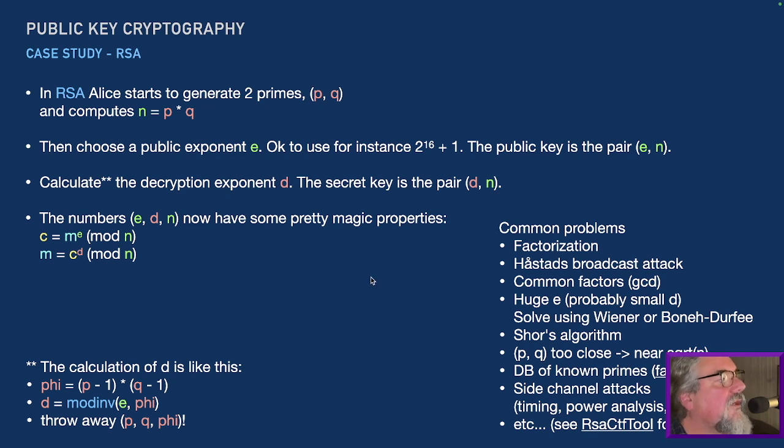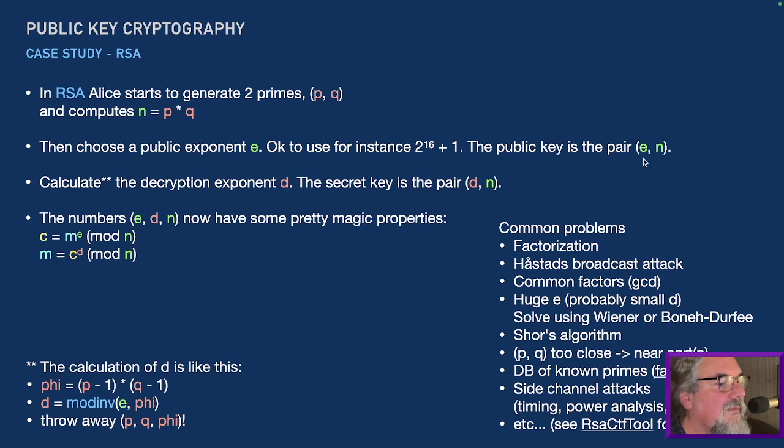Here are some problems that can happen with the RSA algorithm for public key cryptography. If you play CTF challenges, all of these commonly occur in the crypto category. The algorithm works like this. First, if Alice wants to generate a key pair, she generates two prime numbers, P and Q. Then she computes P times Q, that's N, not the exponent, that's the modulus. N is the modulus number.